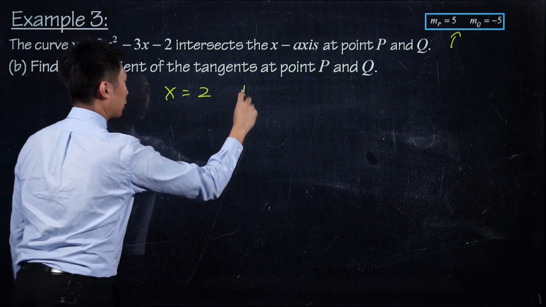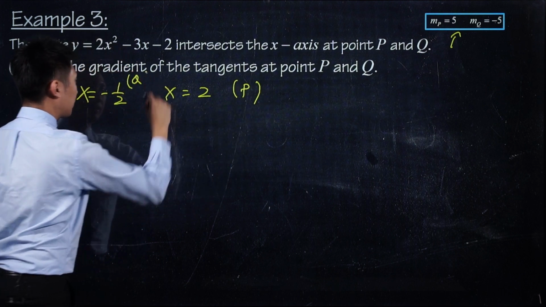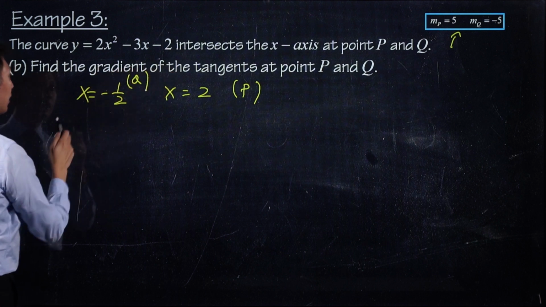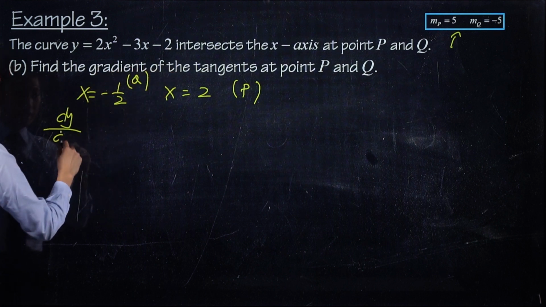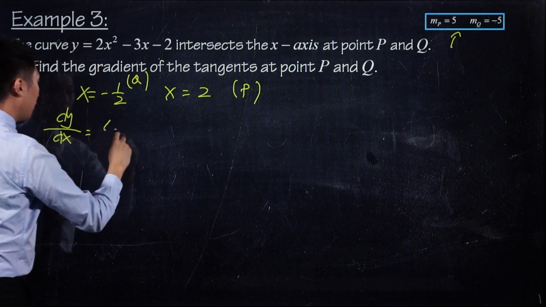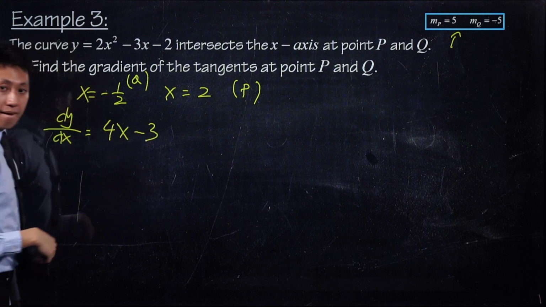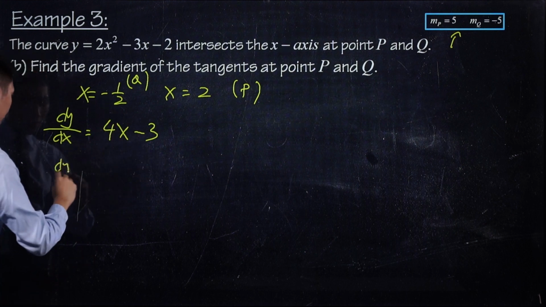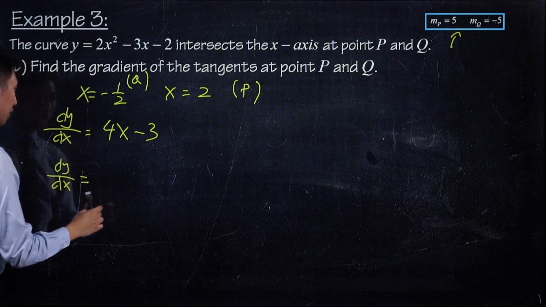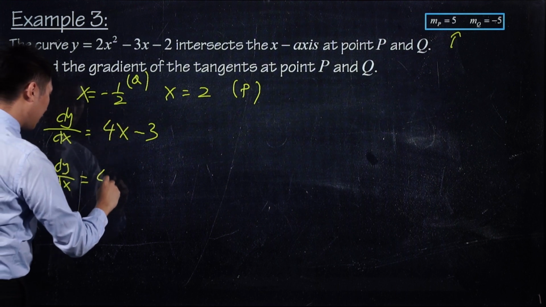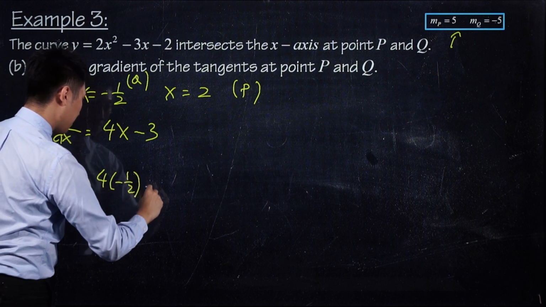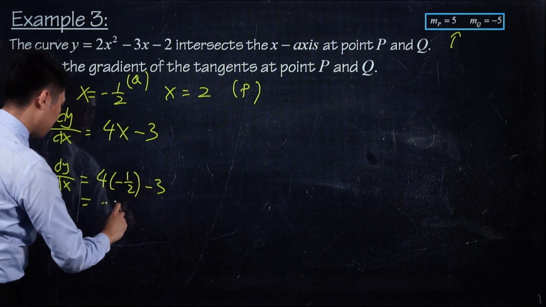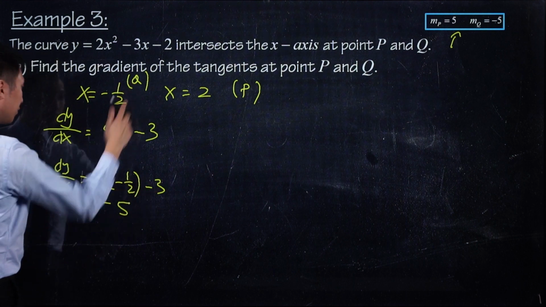So just now this was p and this was q. Okay, just for my own reference. So then what you need to do now is to find the gradient. Gradient means you find dy/dx, which is equal to 4x minus 3. So you substitute this here. So dy/dx equals 4 times negative half, then minus 3. So this will give me what? Negative 2 minus 3, so minus 5. So this is for point q.